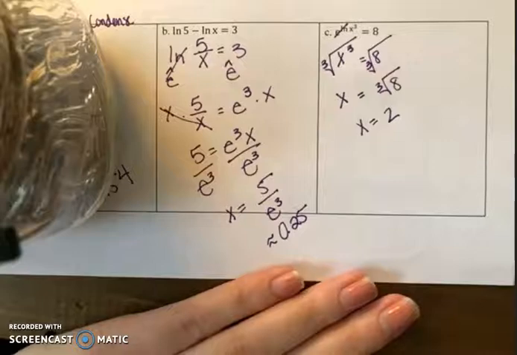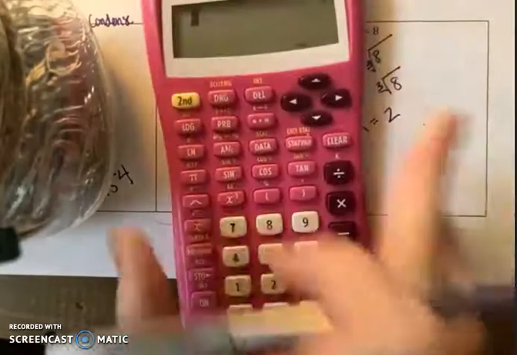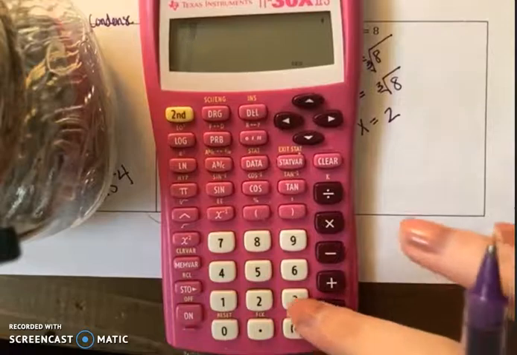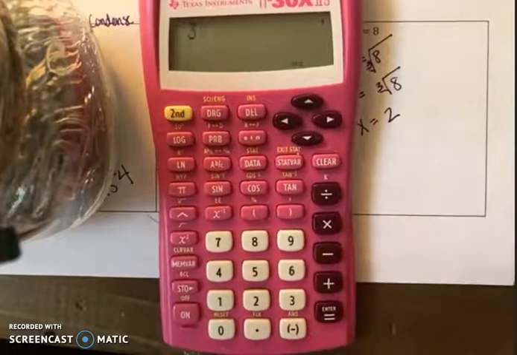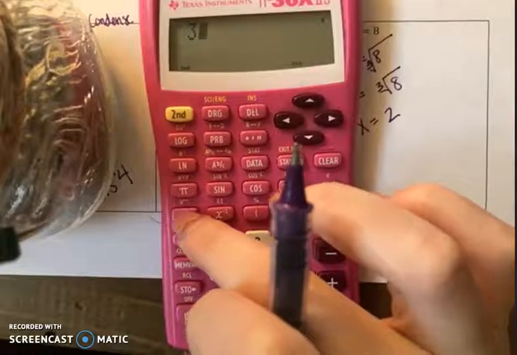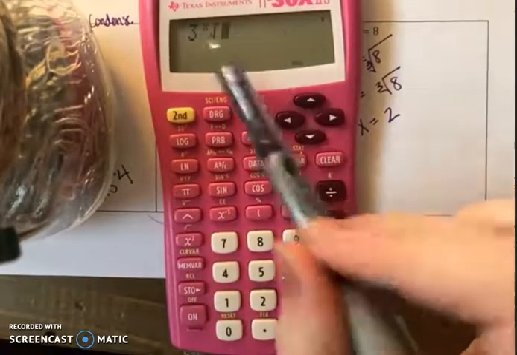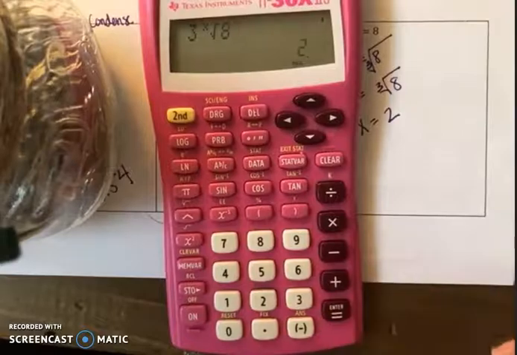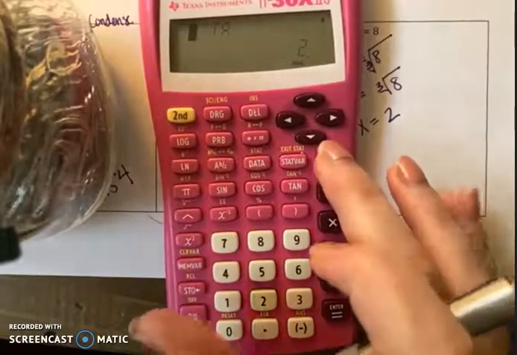I'm also going to show you how to plug it into your calculator real quick, again, because we're going to come back to this later. So we would put a 3 and then hit second and the little power button right here. So that shows me it is the cube root of 8. Notice how I get 2.